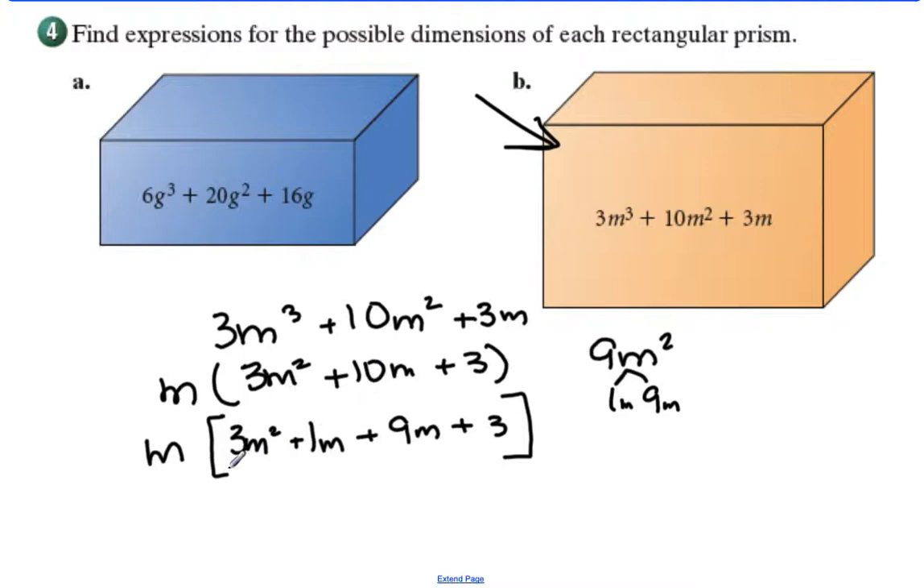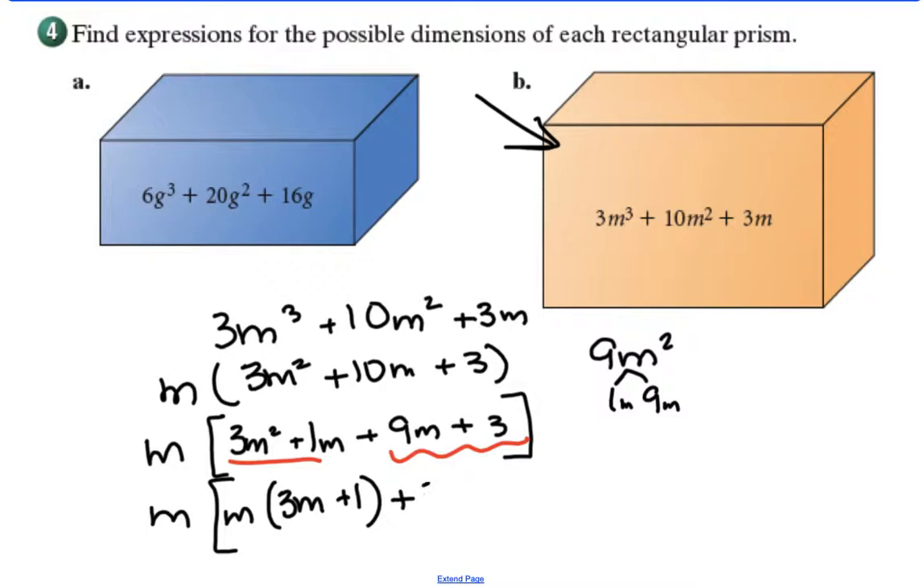We need to group up the first two, and we need to group up the last two. This gives us m. 3m squared and 1m only have an m in common. That leaves us with 3m plus 1. 3m squared divided by m, 3m. 1m divided by m, just a 1. 9m and 3 have a 3 in common. 9m divided by 3, 3m. 3 divided by 3 is 1.